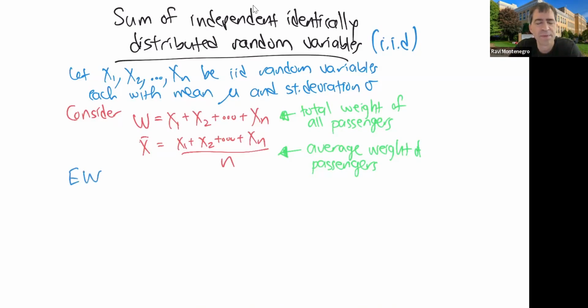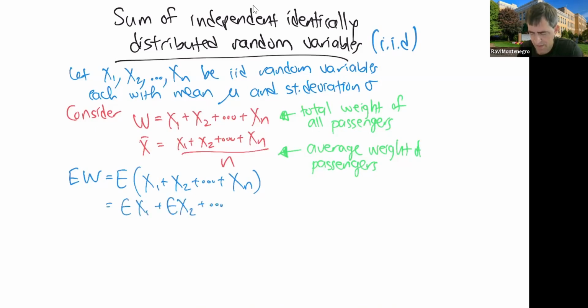So let's find the expected value of W, the total. That's the expected value of adding all these up. And we've learned that we have linearity of expectation, or the expected value of a sum is the sum of the expectations. So I can divide this up into EX1, EX2, and keep on going to EXN, by linearity of expectation.